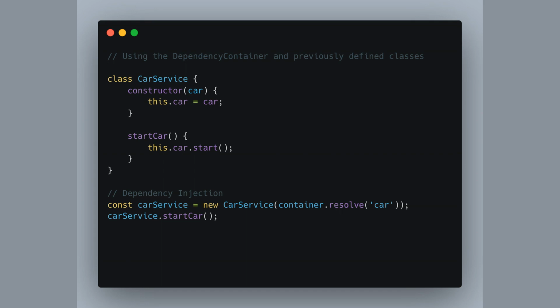Now, let's inject dependencies into our modules. We have the CarService class, requiring a Car object. Instead of creating a Car instance inside CarService, we inject it via the constructor. This is where our dependency container comes in handy. We create a CarService instance, injecting the Car dependency resolved from our container. When we call startCar on CarService, it delegates to the Car instance's start method. This approach not only simplifies testing but also enhances modularity and code flexibility.